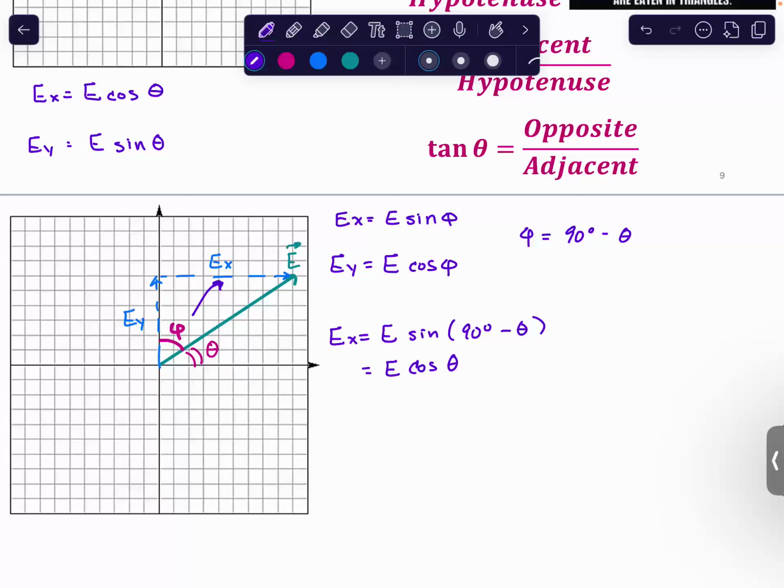So it might help you to look on the internet and find yourself a trig identity page, because a lot of these you can just go, oh, it's this, and you can simplify your work. So then your y component would be cosine. I hope you know what that cosine becomes. Sine of theta.